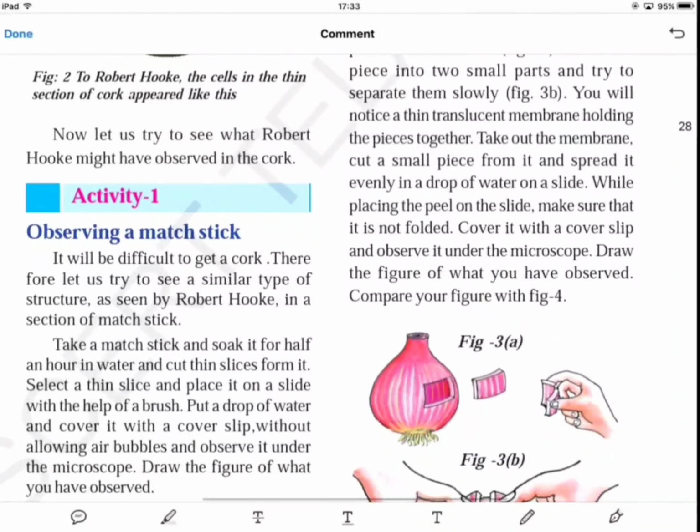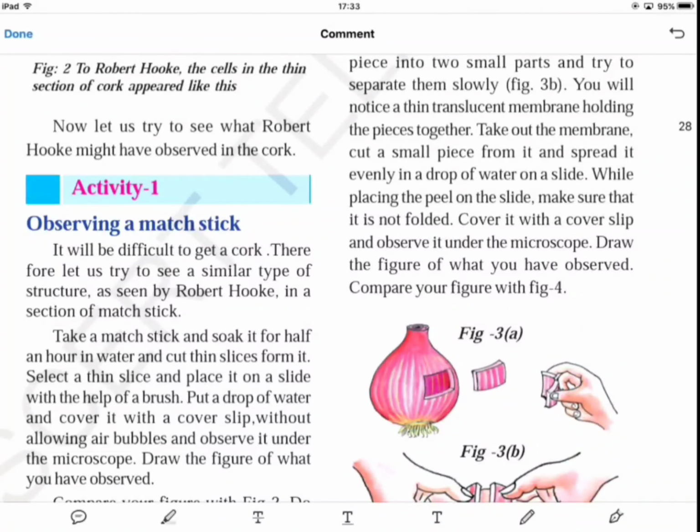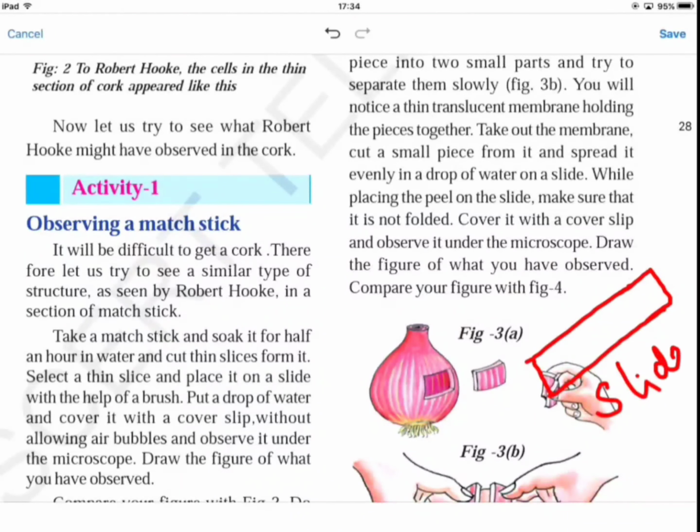You take a matchstick, soak it for half an hour in water, take thin slices from it and place a thin piece of it on a slide with the help of a brush. You know the process of how to make a slide. Whatever you want to observe, you have to take thin slices of it and put them on a rectangular glass piece, which we call a slide. All the thin pieces will be taken out with the help of a brush and placed here.